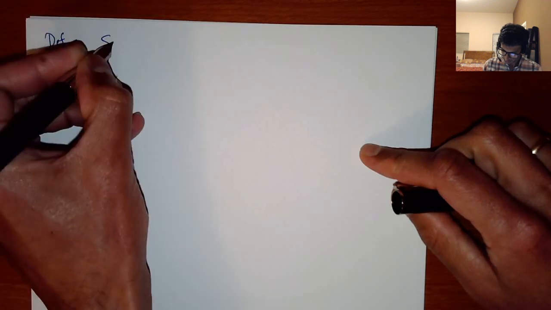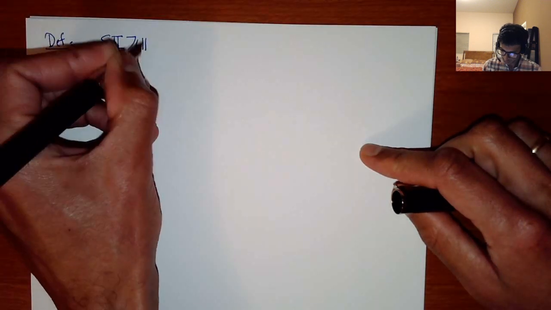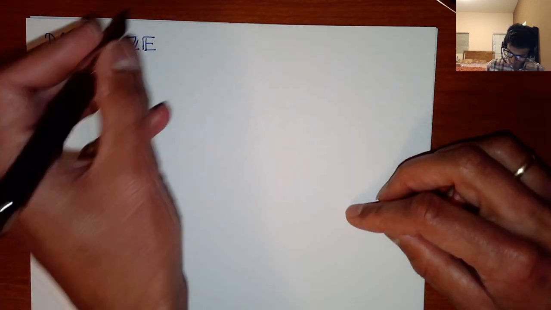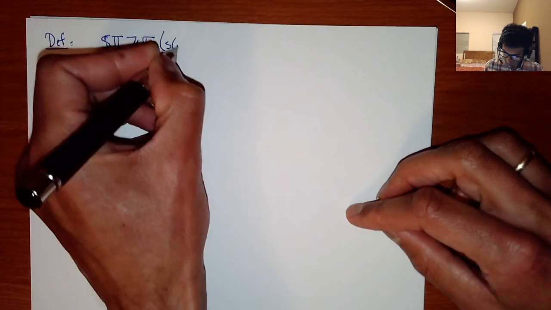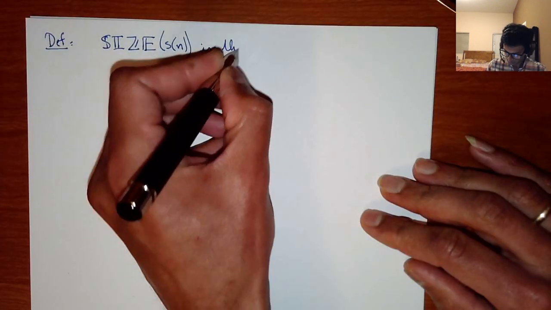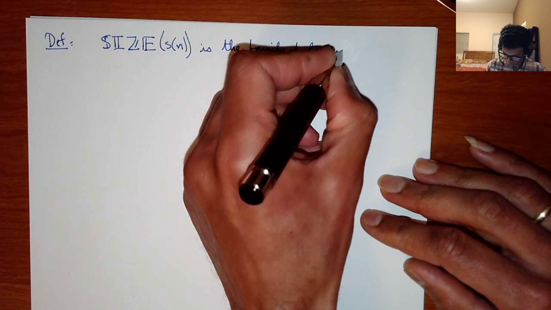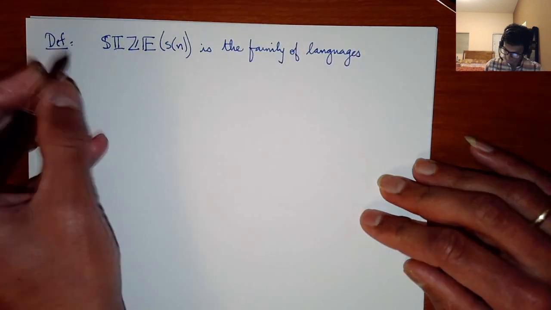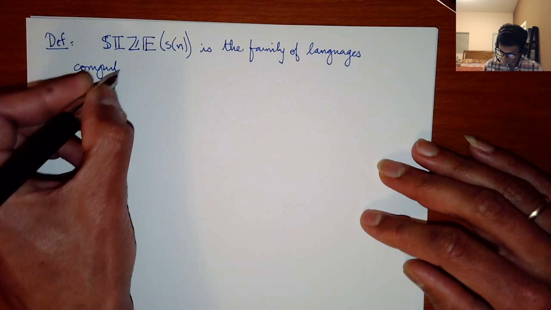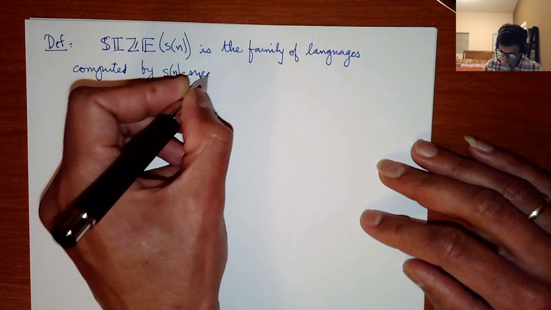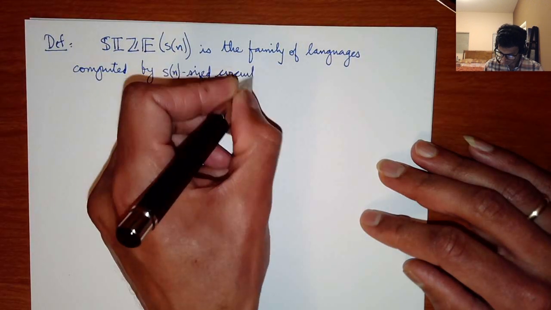So now let me give a definition. Just as we talked about time and space, we're now going to define something called size. Size of S of n is the family of languages computed by S of n sized circuit families.